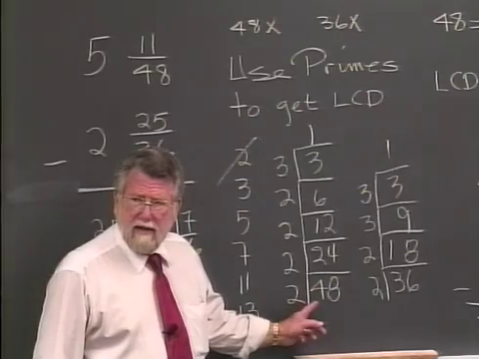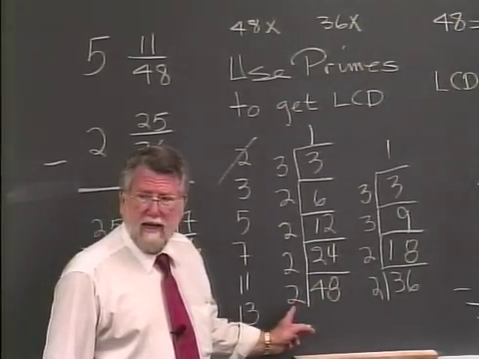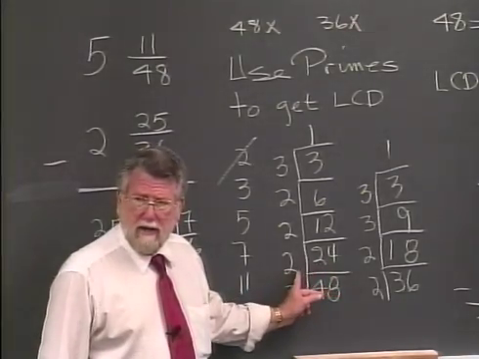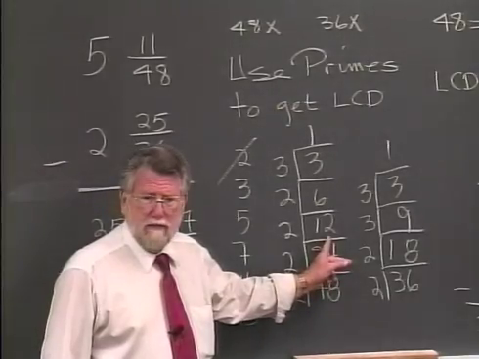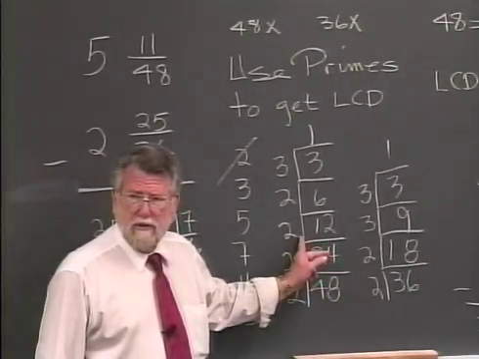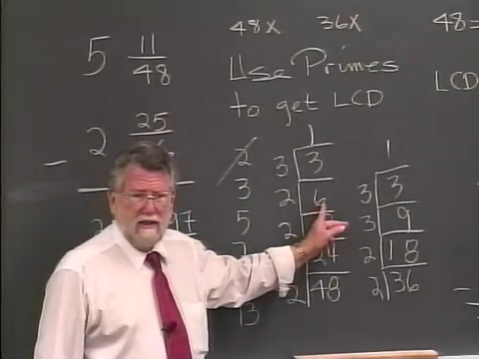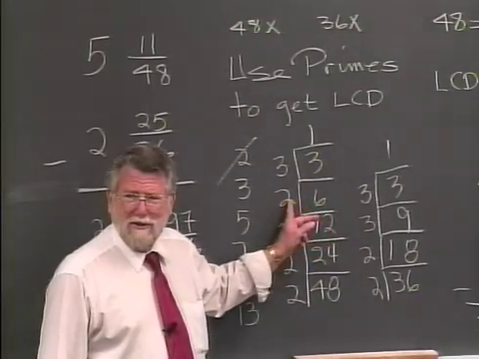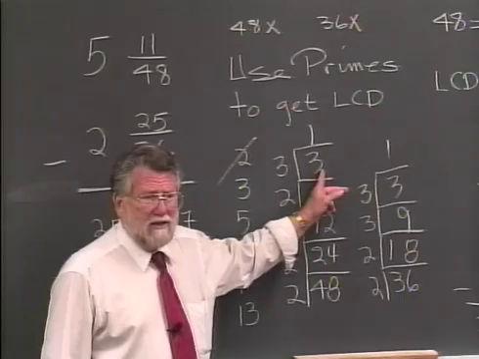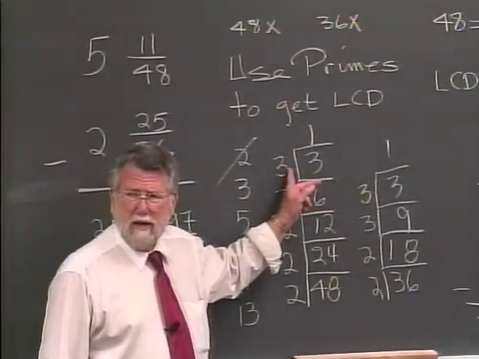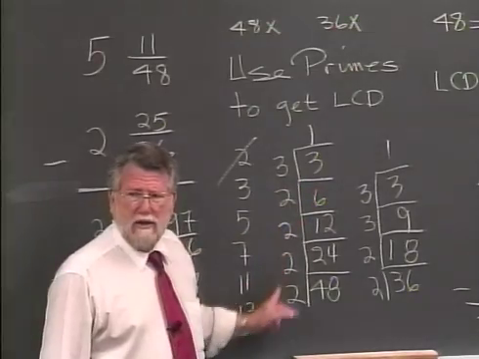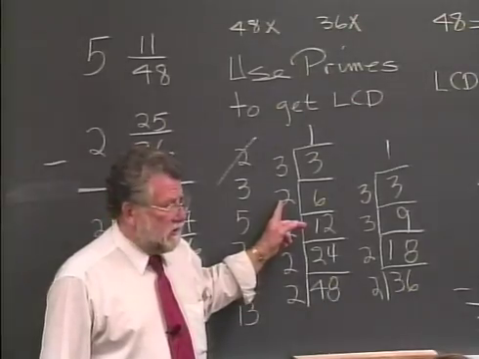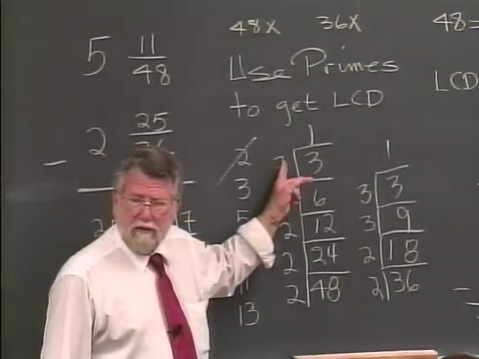I took the 48 and divided by the first prime. That gave me 24. It was even, so I could divide by 2 again. I got 12. It's even. I can divide by 2 again. I get 6. It's even. I can divide by 2 again. I get 3. I cannot divide by 2. I divide by the next prime 3, and I get what? How many 2s? 1, 2, 3, 4. So it's 2 to the 4th, 3 to the 1st.